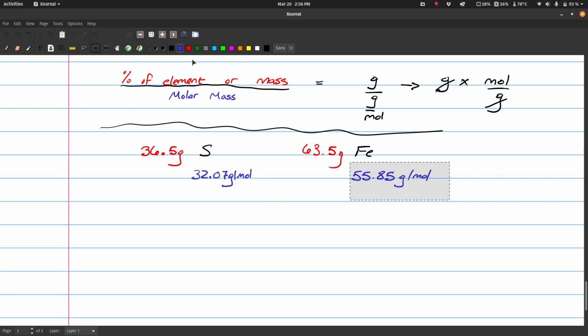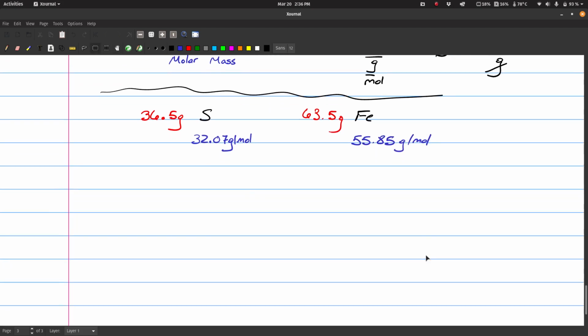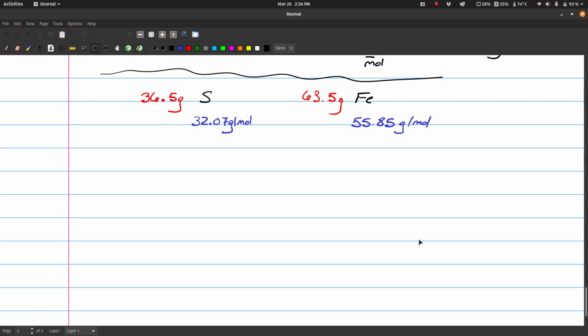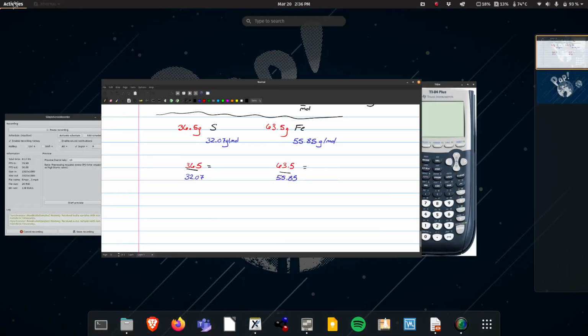So now, we have to find out how many moles of each of these we have, because we're going to use that number to find our smallest whole number ratio. So we have 36.5, we have 63.5, and we're going to divide each of these by the molar mass. So 32.07, 55.85, and I'm definitely going to need a calculator for this. Give me 1 second.